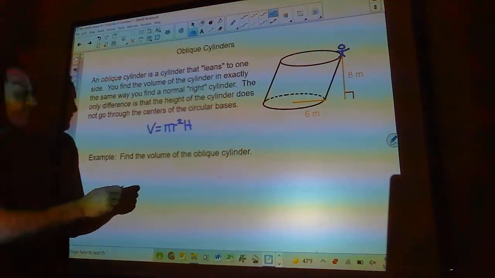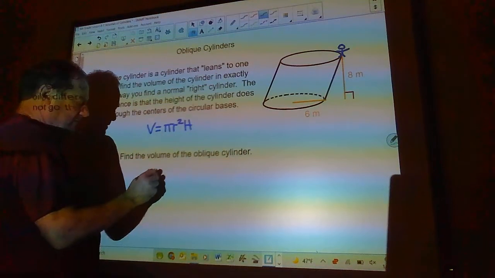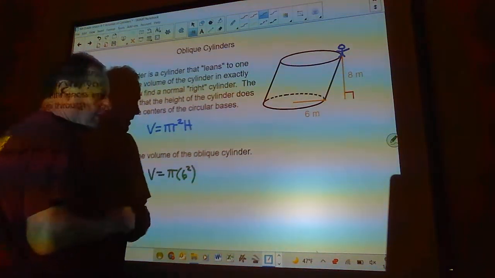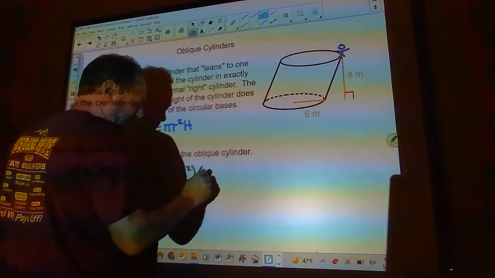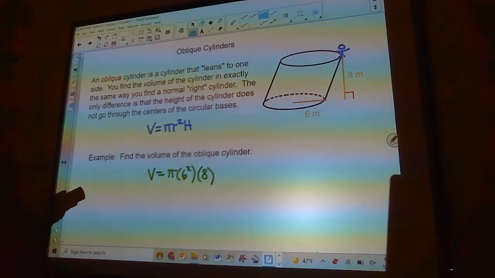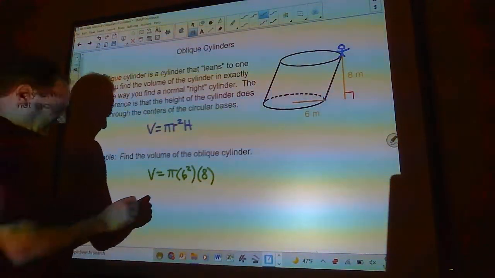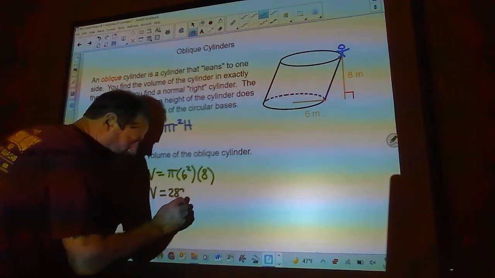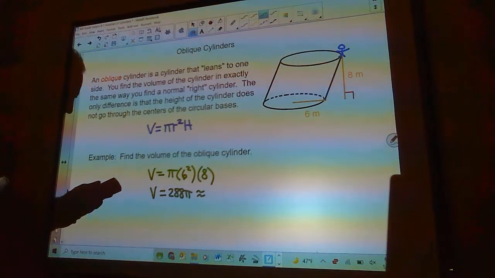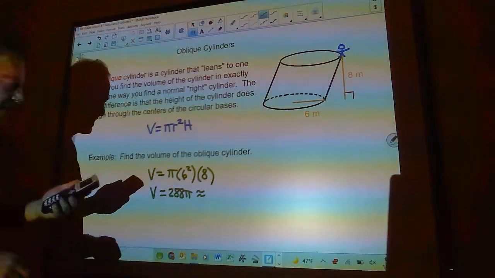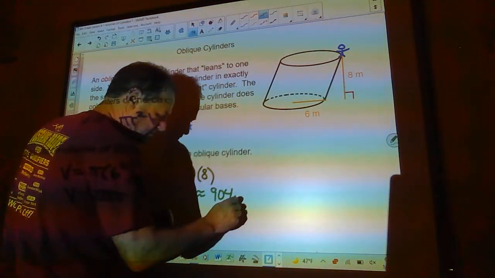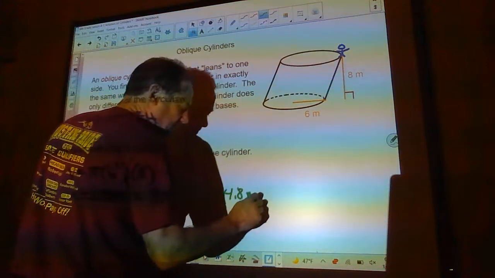So we're going to go ahead and plug it in. Volume is going to be pi. The radius is still 6 squared times the height, which is 8. So 36 times 8 is 288 pi, which is approximately 904.778, so we'll just say 904.8 cubic meters.